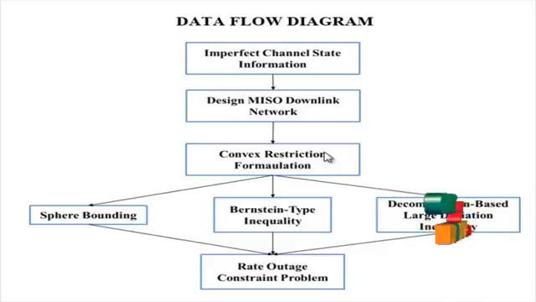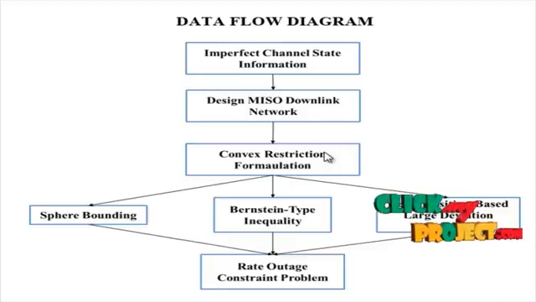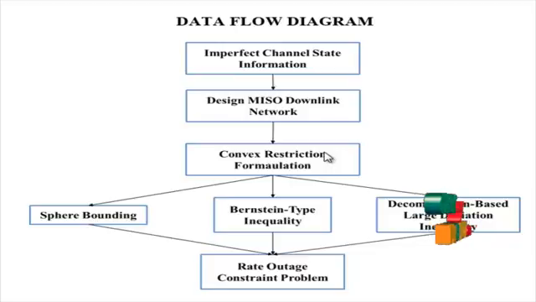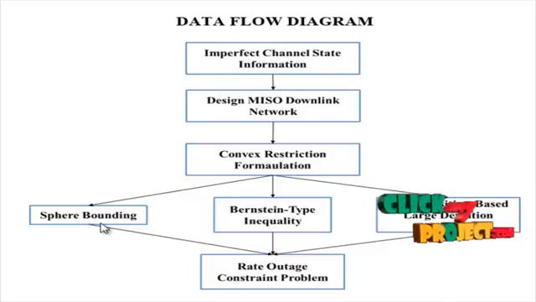This suggests that beamforming could be an optimal transceiver scheme for the convex restriction formulation, since the convex restriction approach proposed in the previous section entails finding convex upper bounds on the violation probability. Next, the sphere bounding approach.